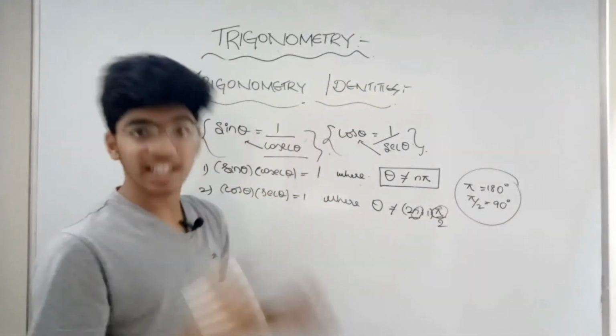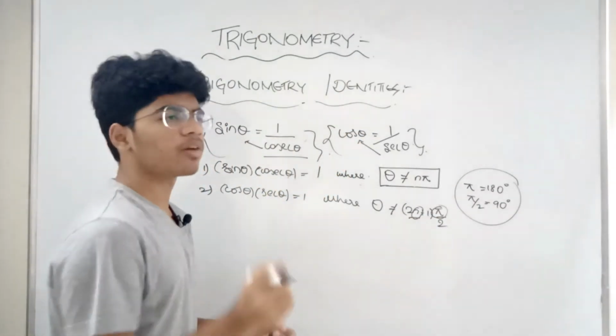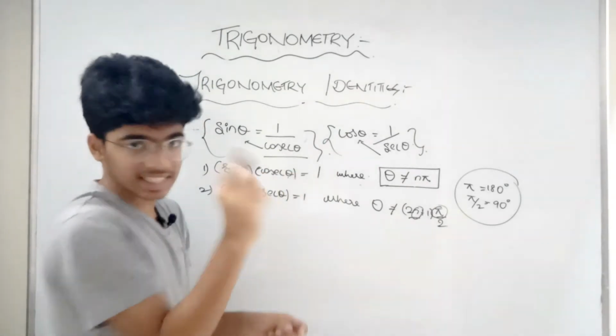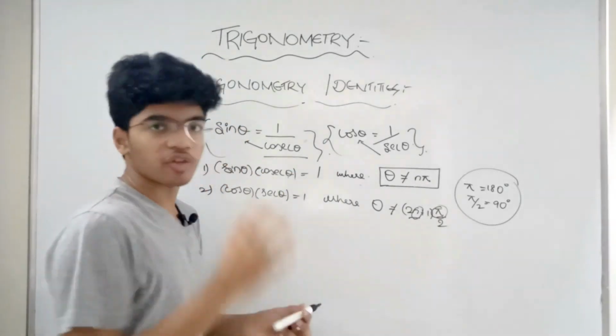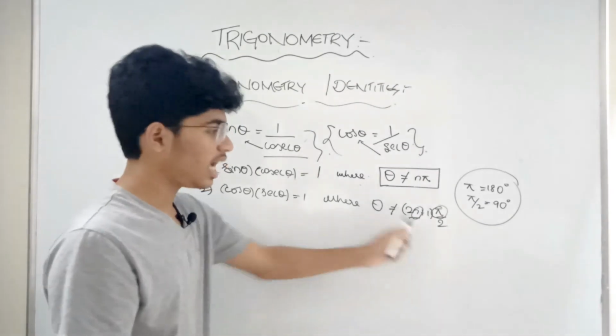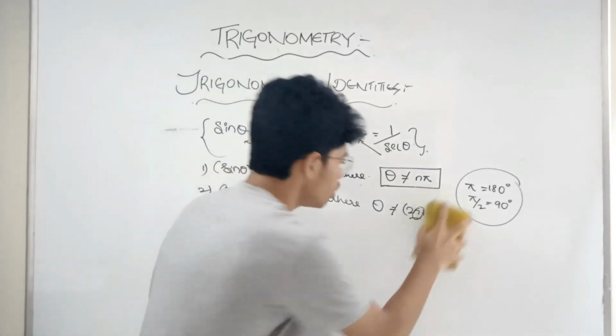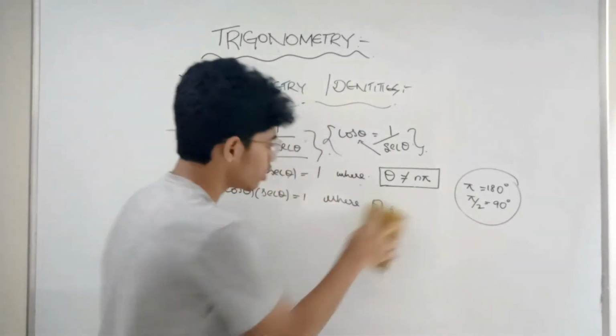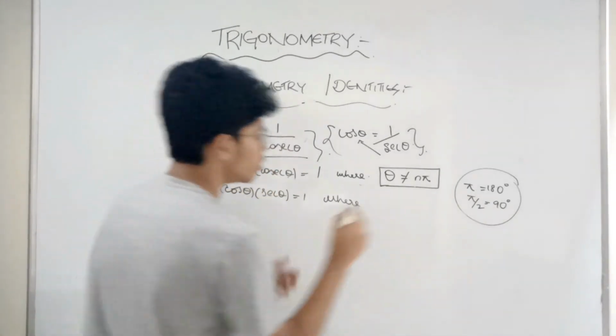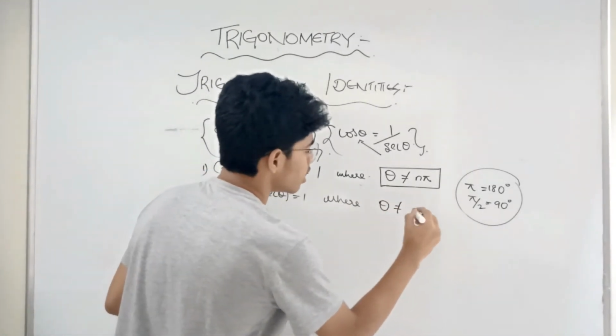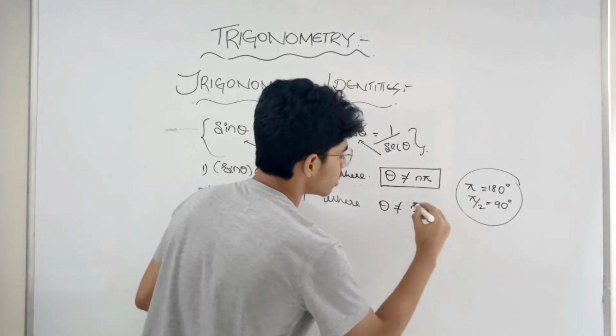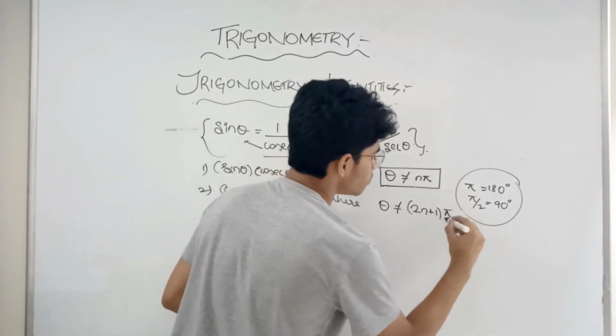Good. So what is n? n is any integer, from the set Z. Z are integers, so from minus infinity to plus infinity, n is any integer. I'm going to write this rule to make it clear: theta should not be equal to (2n plus 1) into pi by 2.